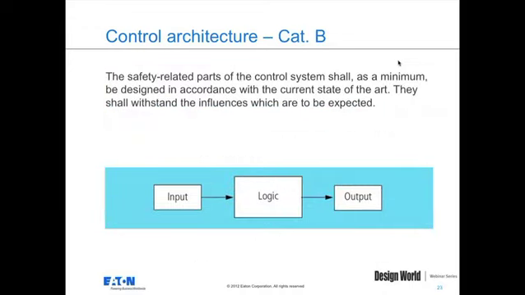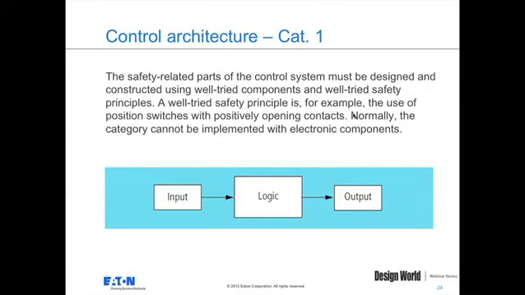So what are the different control architectures? The first one is B. B is simple input, logic, output. So some type of device, maybe a normally closed contact block on an E-stop. Input would go into some kind of logic, maybe just a master control relay. It would control some kind of output, maybe a starter on a motor. So just the basic input, logic, output. And really the only requirement for Category B is that the system shall, as it says there, as a minimum, be designed in accordance with the current state of the art. So you're using modern components that are designed for the application they're being used in.